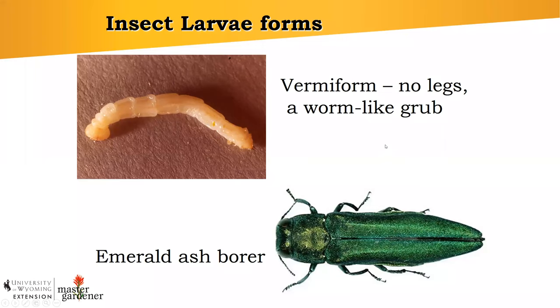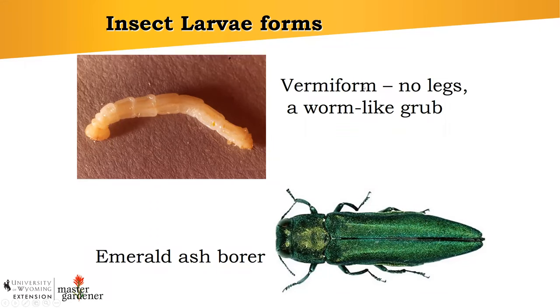Now, beetles are another one that goes through complete metamorphosis. And this is an example of the emerald ash borer. It's an invasive pest in the US. It's causing a lot of damage to ash trees in the wild and also in our cities and towns.